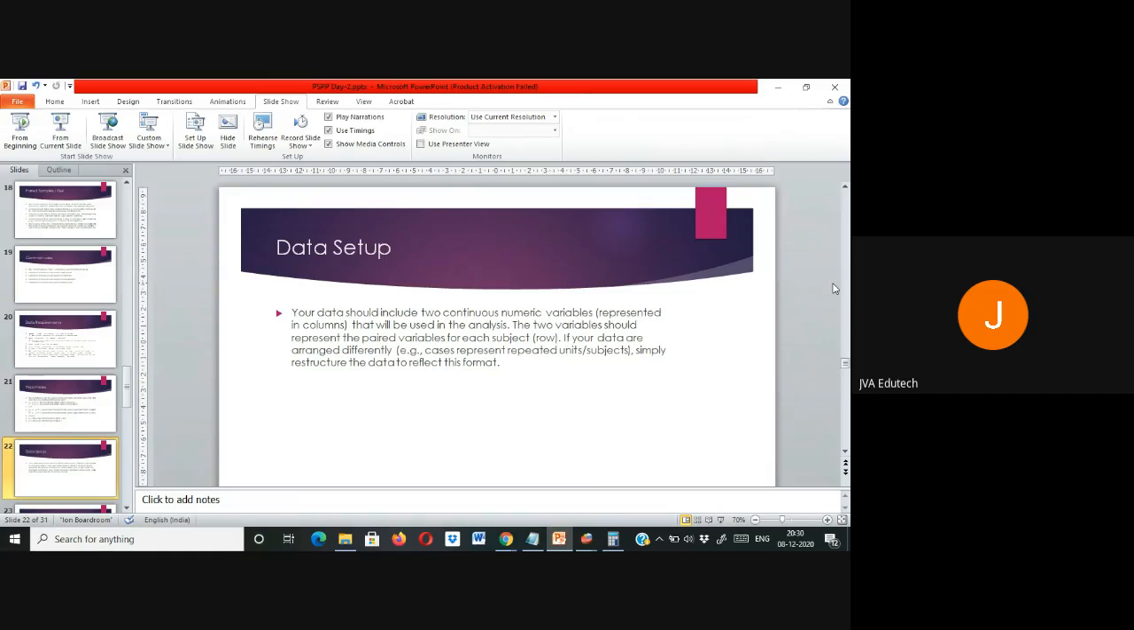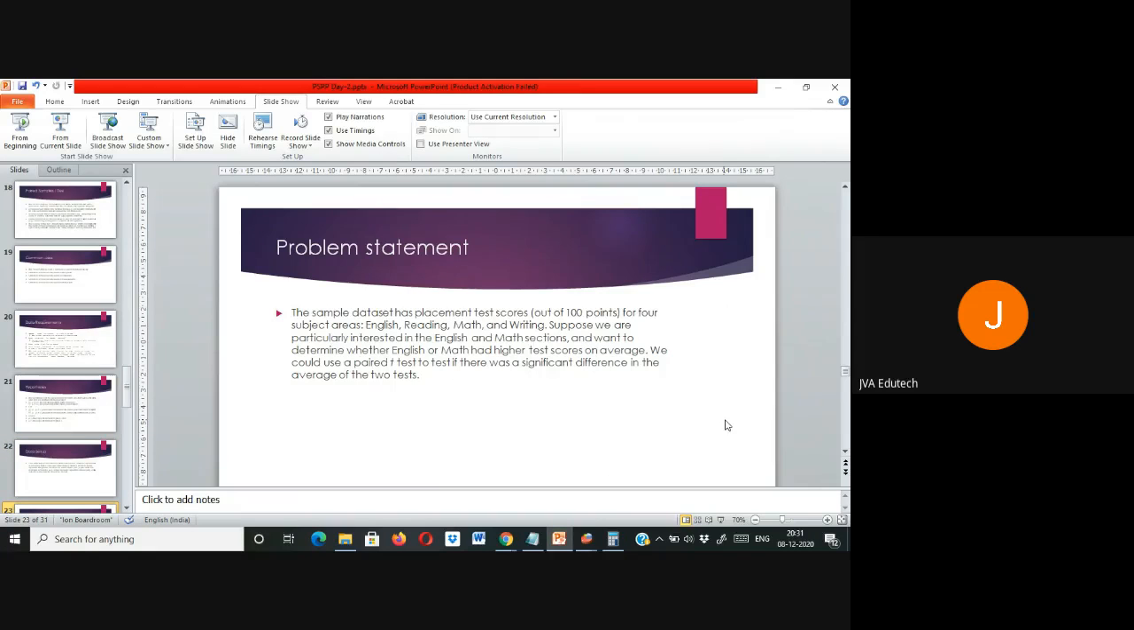Your data should contain two continuous numeric variables represented in columns that will be used in the analysis. The two variables should represent the pair variables for each subject. And then your data should be arranged differently like that. All these things are there.